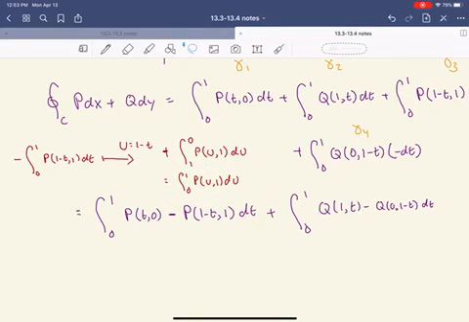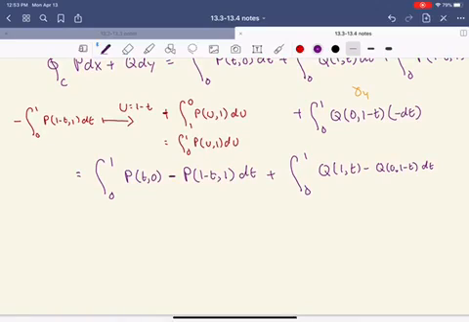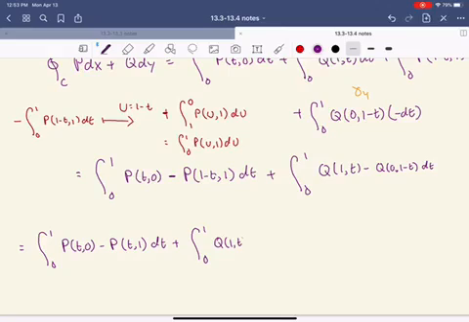Okay, and now that just means this integral, I can just change this u back to t. So I'm going to get the integral from 0 to 1 of p of t, 0 minus p of t, 1 dt, plus the integral from 0 to 1. I can do the same game over here.